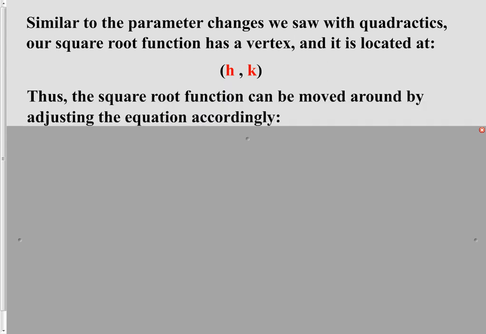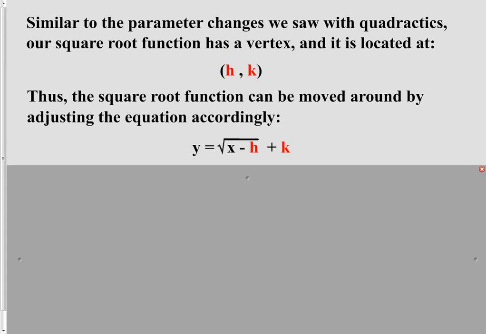And as such, our square root function can be moved around inside of the graph by adjusting our equation with the h and k values. When you add those into the parent square root function, they look like this. Of course, h directly affects the x value. Okay, so h is underneath the radical with x, and k affects the y value.